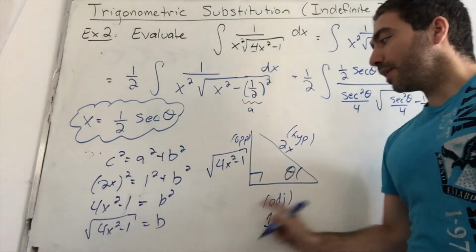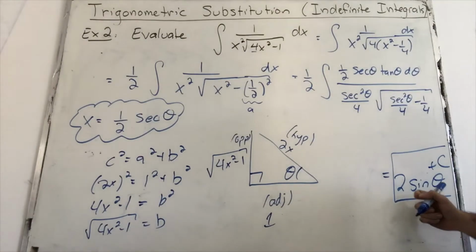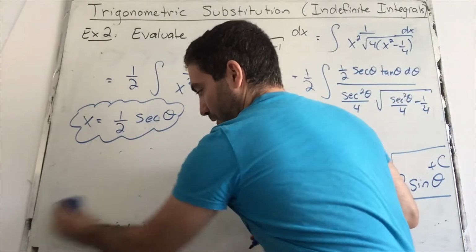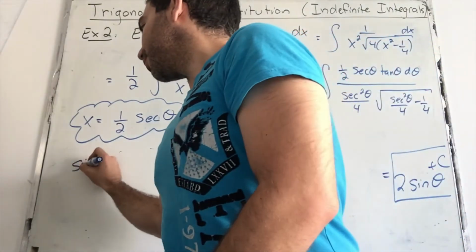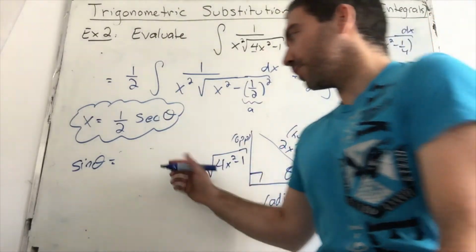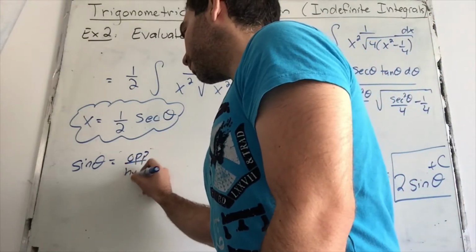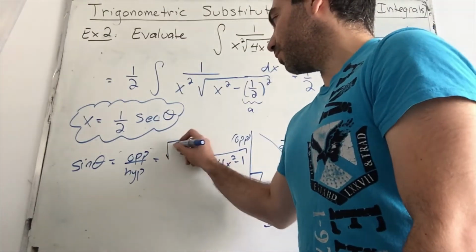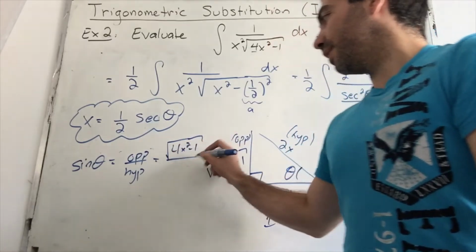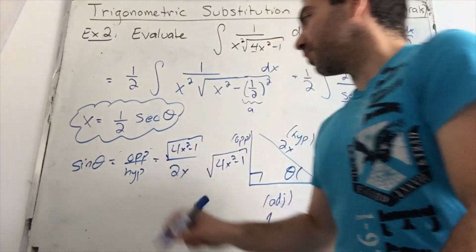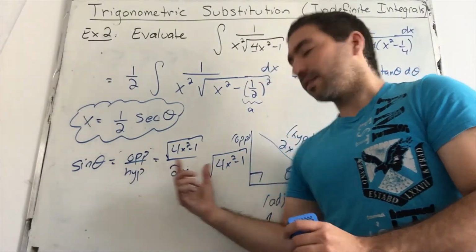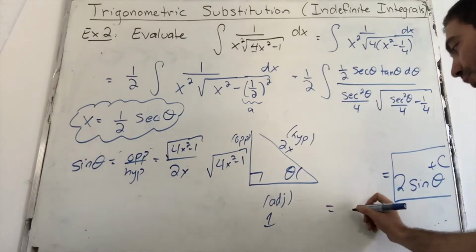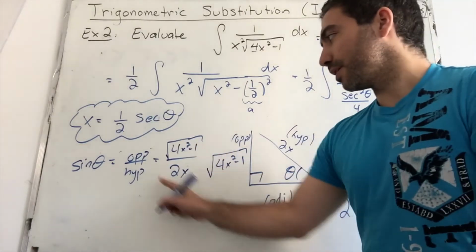Okay. And why did we want this? Well, the question that we're looking for is this. We're looking for 2 sine theta. We want sine theta. Well, let me erase this. Sine theta, again from our trig ratios, we know sine theta is equal to opposite over hypotenuse. So we need the opposite side over the hypotenuse. In this case, the opposite is the square root of 4x squared minus 1, and the hypotenuse is 2x. So now we have a relationship between sine theta and x. So we're going to express this as the final answer is actually 2 times, instead of sine theta, we're going to write this thing.